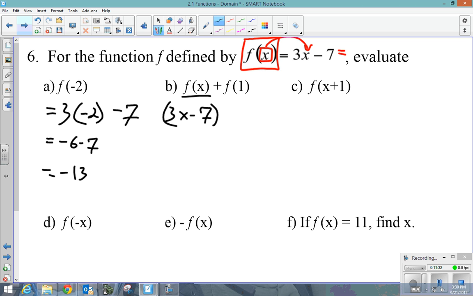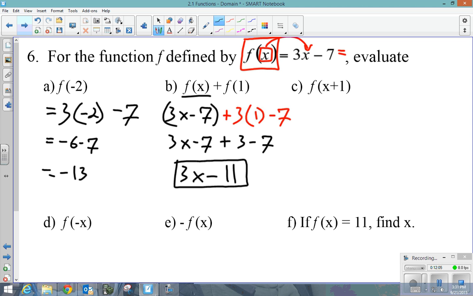That's this first piece. The next piece is f of 1. So plus f of 1. So that's going to be 3, instead of an x in there, it's going to be a 1, minus 7. So from here, I'm just going to simplify. So I get 3x minus 7 plus 3 minus 7. So minus 7 and minus 7 is minus 14. So I'm going to get 3x minus 11.